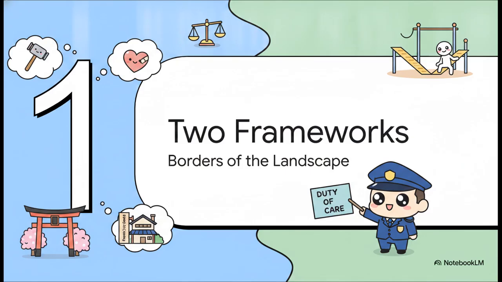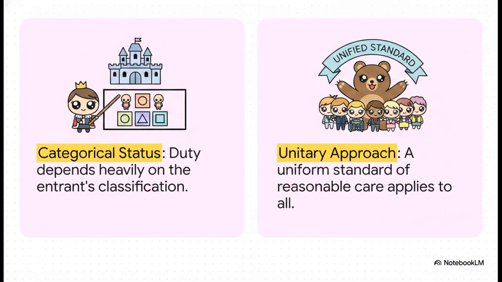Okay, let's dive into this overarching battle between traditional property-centric law and modern negligence principles. Now here is a massive exam tip right off the bat. The categorical status framework is the majority rule. If you're writing a standard law school essay, this is absolutely the framework you must apply first. It's rooted way back in feudal history, and under this approach, the duty owed to someone depends entirely on their specific classification at the exact time of the injury.